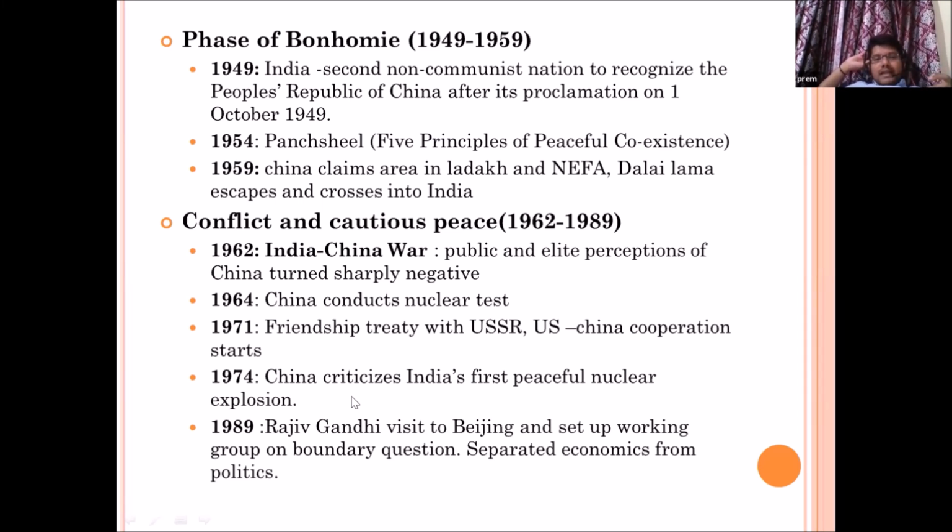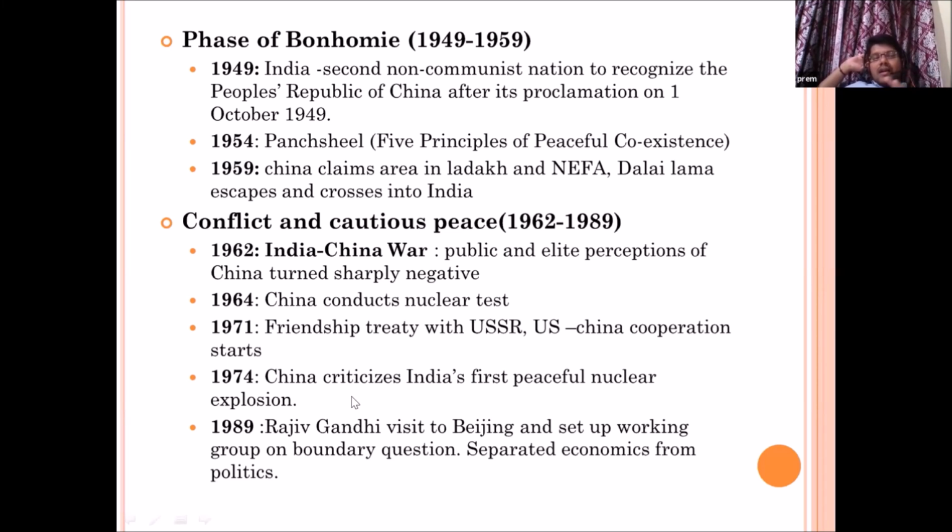So disputes started in 1959. The boundary disputes between India and China in the eastern sector and also the western sector. When we say eastern sector, that is Arunachal Pradesh alias NEFA, and the western sector, that is Ladakh. In that area the dispute started. This is one aspect. Similarly, the second important aspect is that around 1959-60, China started occupying Tibet.